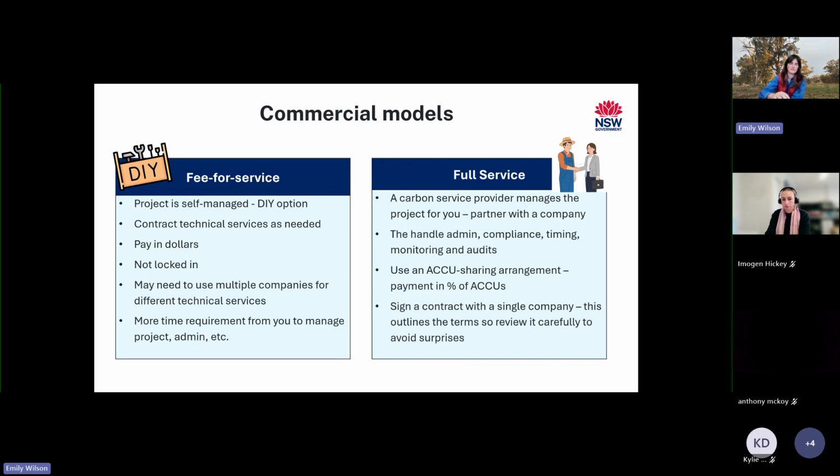There's also a few blended options where maybe you can invest a little bit more or have a bit more management or control, just depending on the different company you might go with.